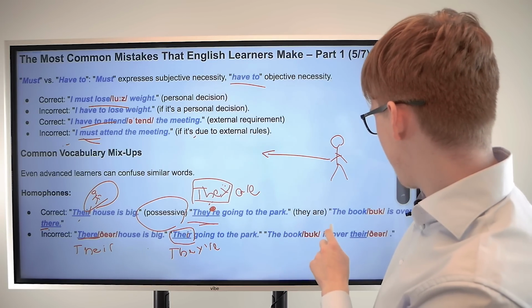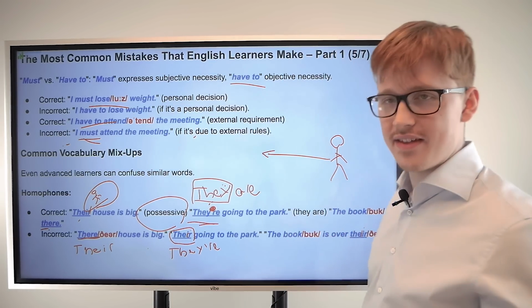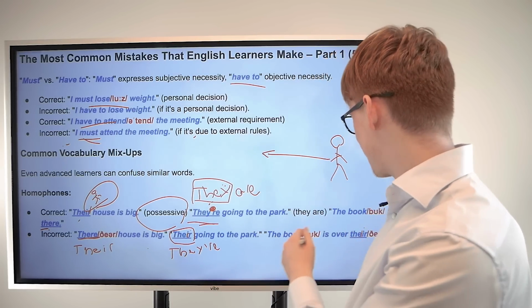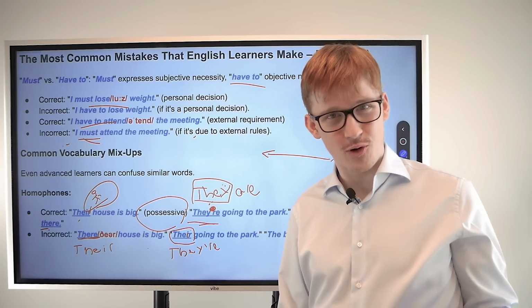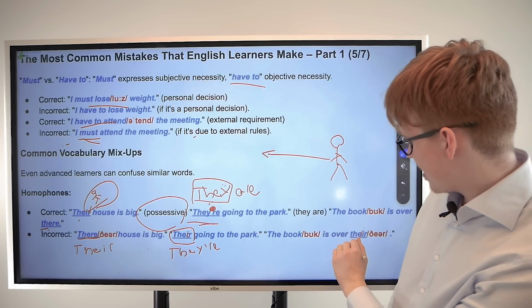And last but not least, the book is over their. And as I said before, we have the I there, and it shouldn't be this. It should just be the ERE form, there. So this one should be, let me move out the way so you can see.